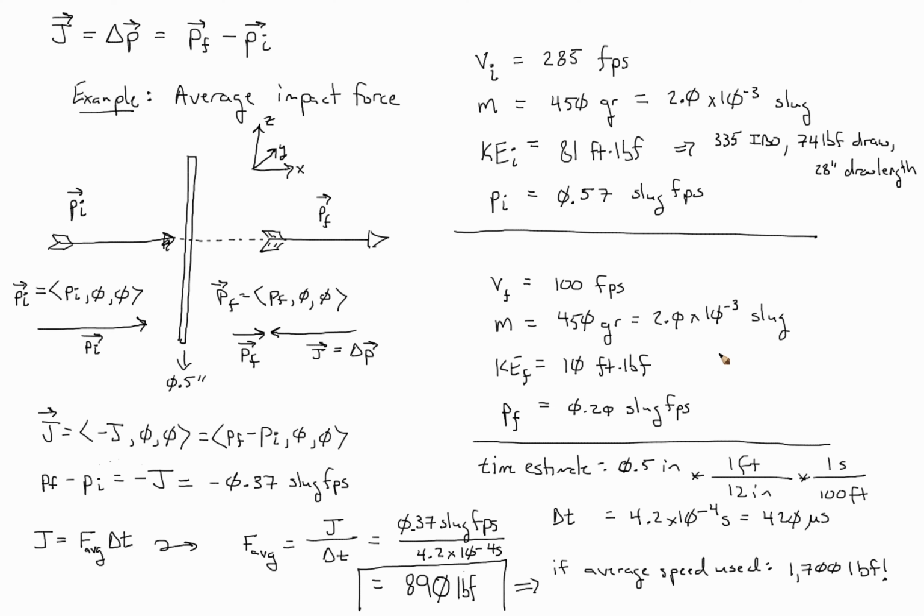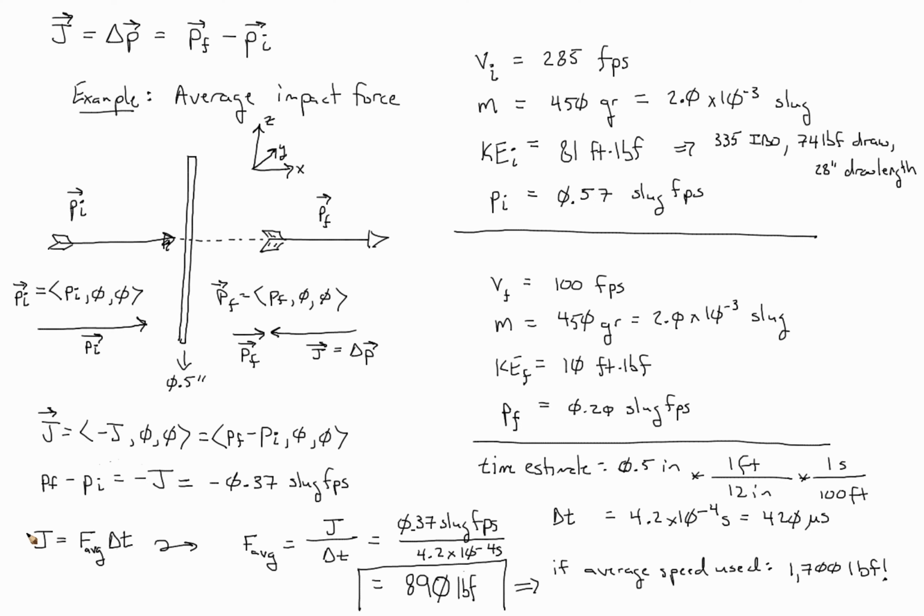Okay, so now what we need to do to be able to work this problem is calculate the magnitude of J. So notice PF minus PI: PF is 0.2, PI was 0.57, so 0.2 minus 0.57 is minus 0.37. That's the minus J. So J is 0.37 slug feet per second. That's the magnitude. J is the magnitude of the impulse. The magnitude of the impulse is 0.37 slug feet per second.